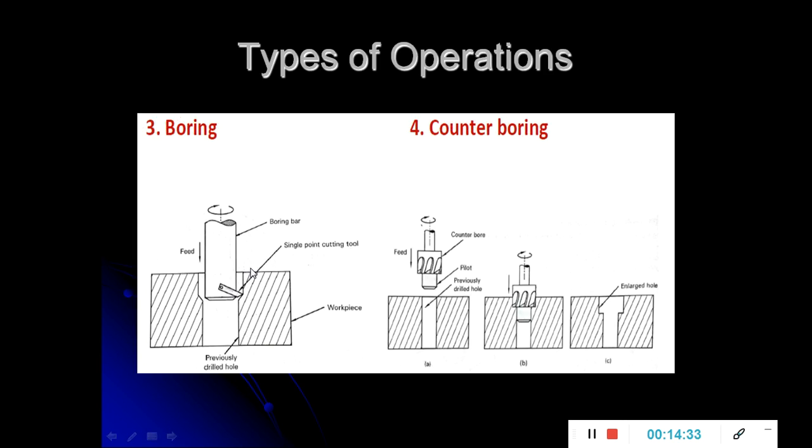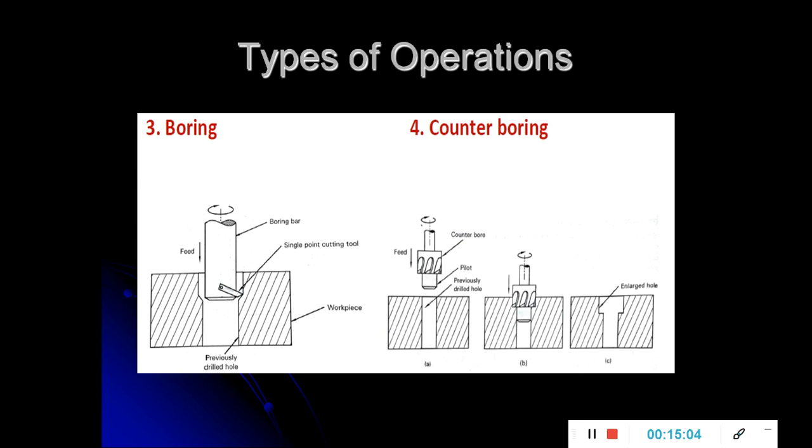Next, the boring operation. Boring is defined as the operation used to enlarge an already drilled hole. Okay, try to make a distinction between drilling, reaming and boring. Drilling is producing a circular hole, reaming is the finishing operation, and boring is the operation of enlarging an already drilled hole.